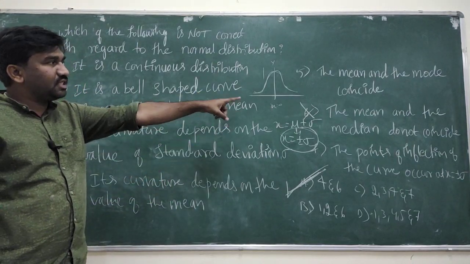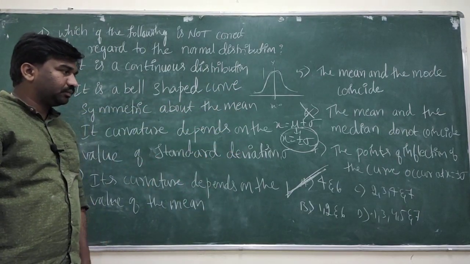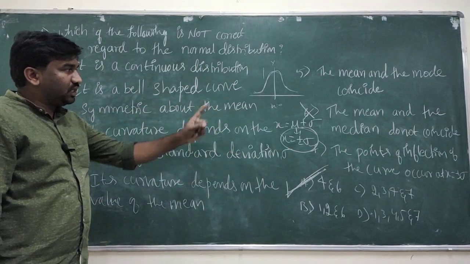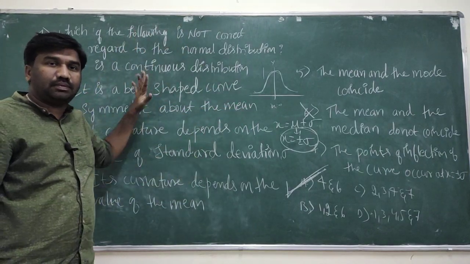Only 6 is not true, but here they are given 4 and 6. Okay, so 6 is not true. So these are all the properties of a normal distribution.